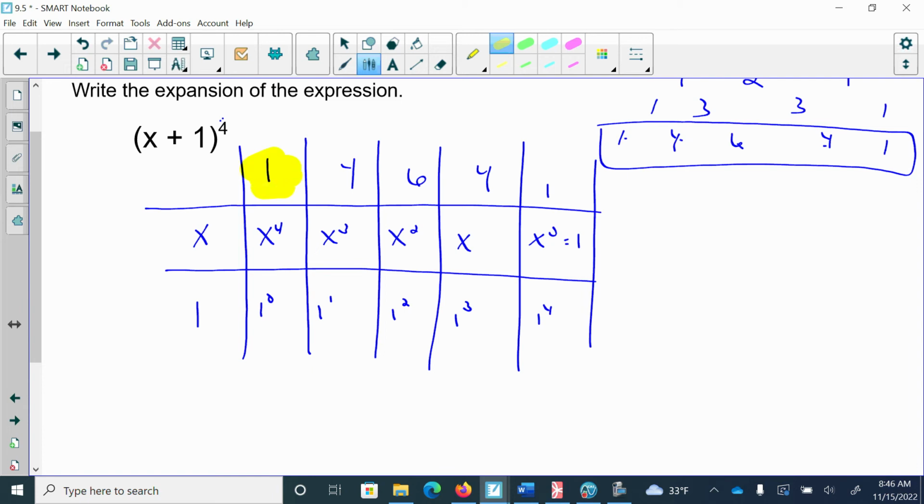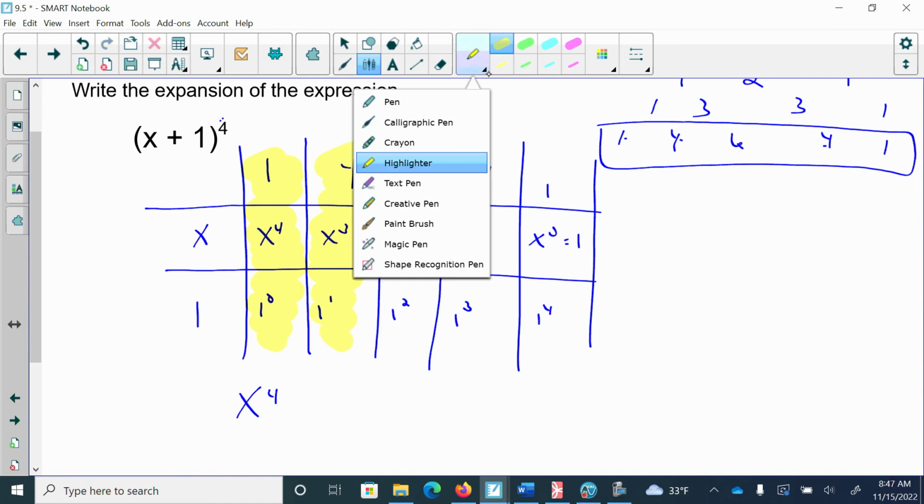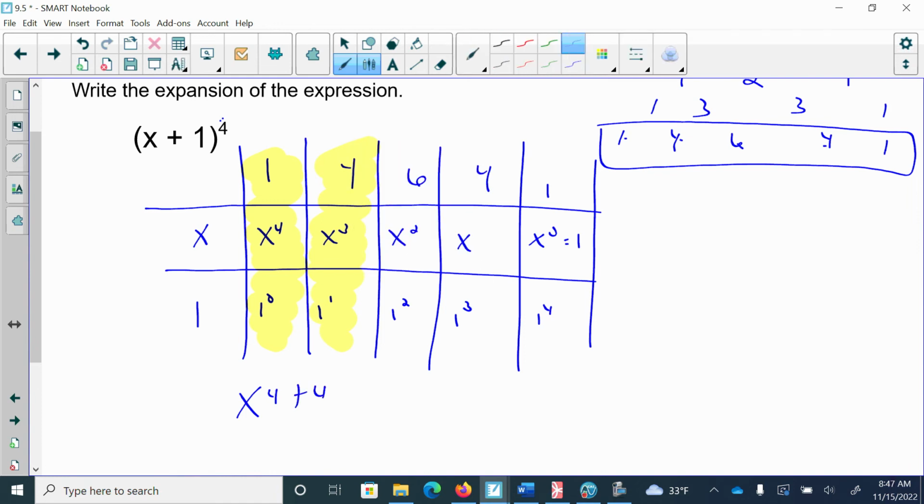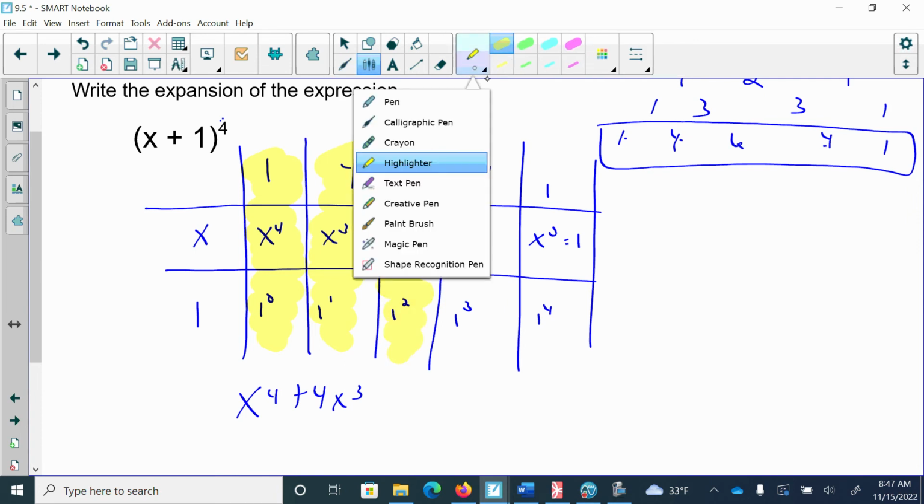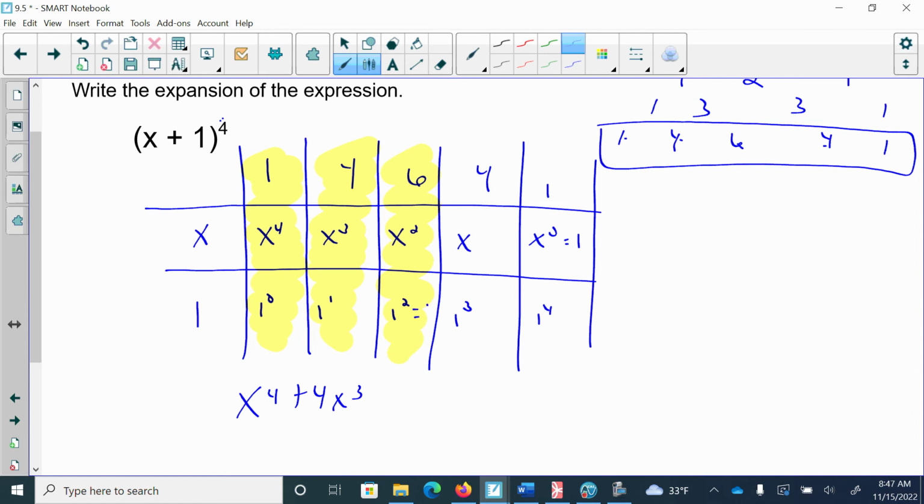So I'm going to take this 1 times x to the 4th times 1, and I'm just going to get x to the 4th. Multiplying down here, I'm going to take 4 times x to the 3rd times 1, and that's going to be plus 4x to the 3rd. Multiplying down again, I'm going to take 6 times x squared times 1 squared. Well, I probably should have written that, but 1 squared is 1. And when I multiply all that, I'm going to get plus 6x squared.